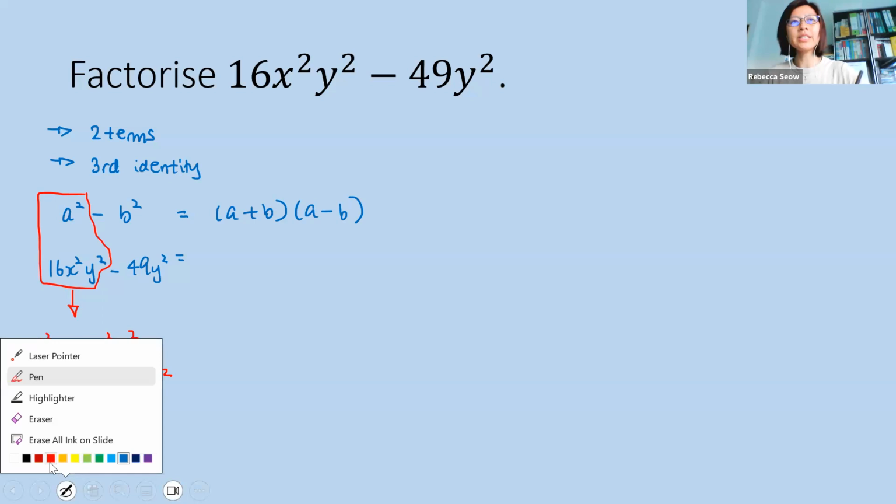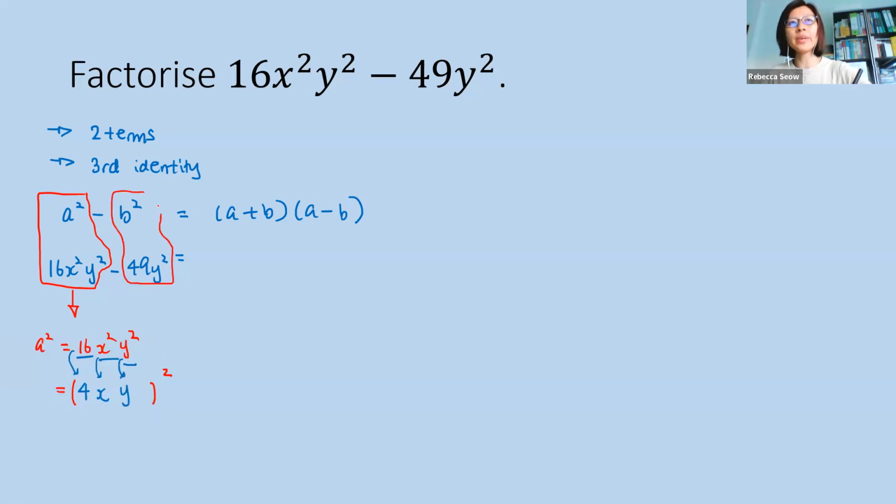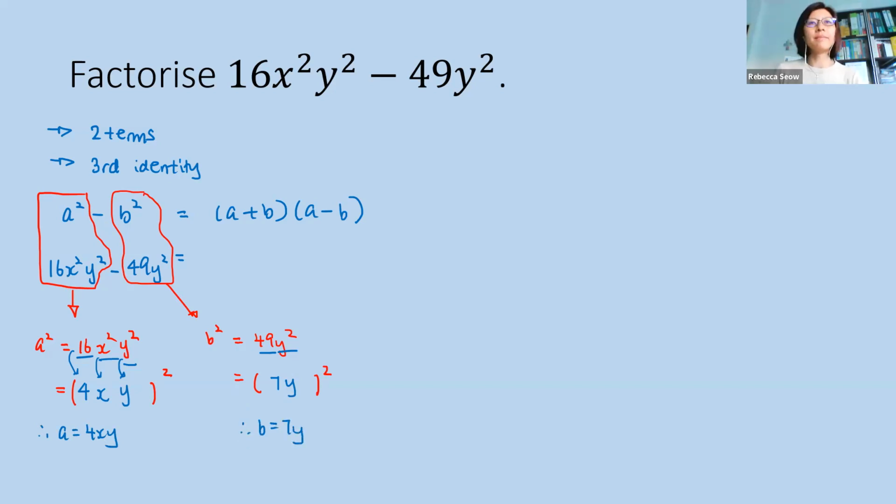We'll do the same now for the next term, where we have b squared being 49y squared. How can we write it as something squared? So let's square root the coefficient in each term. 49 being the coefficient, we square root, we get 7. Y squared, we square root it, we end up with y. So now we have a being 4xy and b being 7y. So let's factorize it. We have 4xy plus 7y, 4xy minus 7y. Are we done?